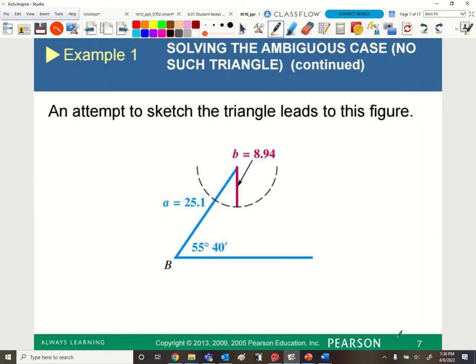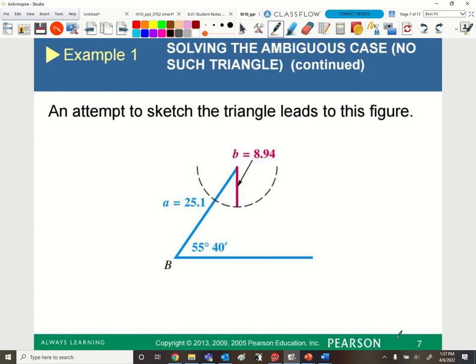Here is a diagram of why it's not a real triangle. Because little b is not long enough to actually complete the whole triangle, right? That's why. And it doesn't matter how long this bottom side is. If this is going to be 55 degrees 40 minutes, this is my angle from there to there. So no matter how long this is, it's not going to touch that.